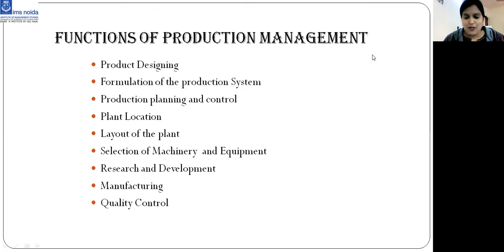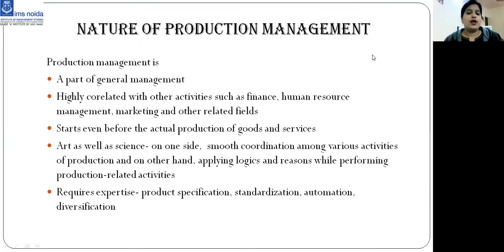Next function is manufacturing. Manufacturing here refers to the transformation of raw materials into finished goods by the application of labor in order to create form utility to the goods. So it is the basic function of production management. Last function is quality control. As we have seen in the objectives of production management, quality control means that while manufacturing goods and services, production management has to keep in mind that the quality of those goods and services is up to the standard required by the customers.